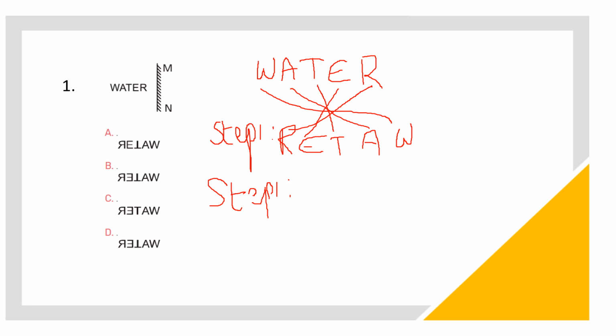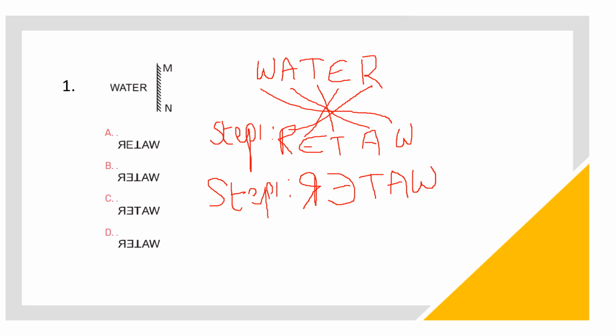We already discussed what a mirror image is: just left and right will change. So for E, like this. T is identical. A also identical. W also identical. So what is the answer? R E T A W.